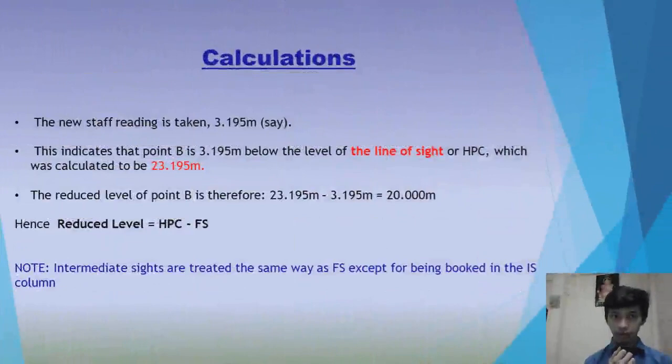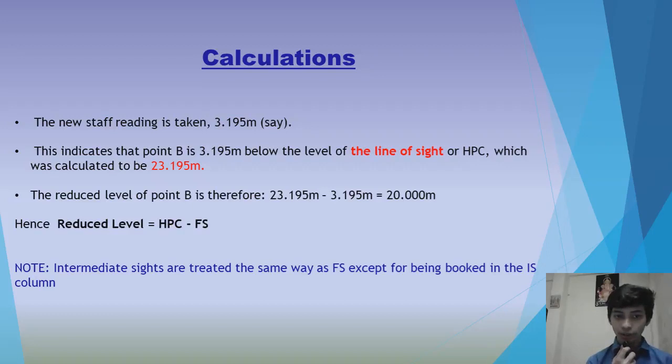Next staff calculations. The new staff reading is taken, 3.195 meter. This indicates that point B is 3.195 meter below the level of the line of sight or HPC, which was calculated to be 23.195 meter. The reduced level of point B is therefore 23.195 meter minus 3.195 meter, which is equal to 20.000 meter. Hence, reduced level is equal to horizontal plane of collimation minus foresight.